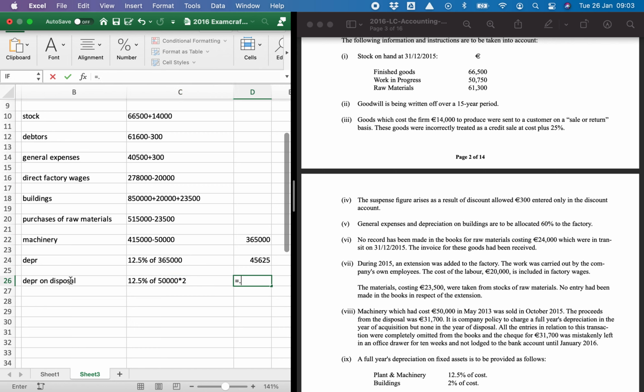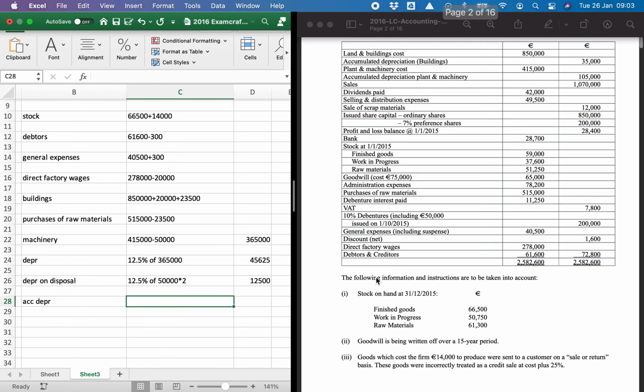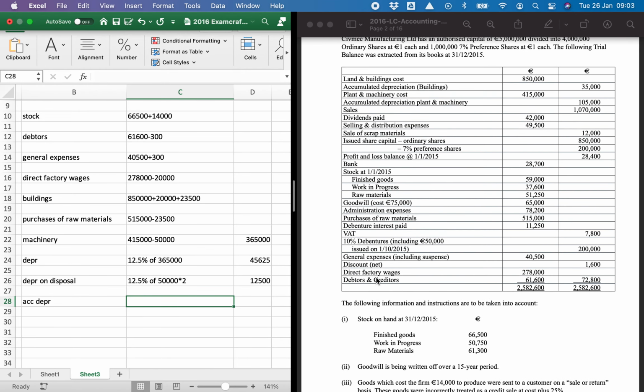Okay, so the accumulated depreciation on the one you sold is 12,500. So from there we can say our accumulated depreciation started off as 105,000. We have to add on this year's charge of 45,625 and then take away the 12,500. And that's 138,125.